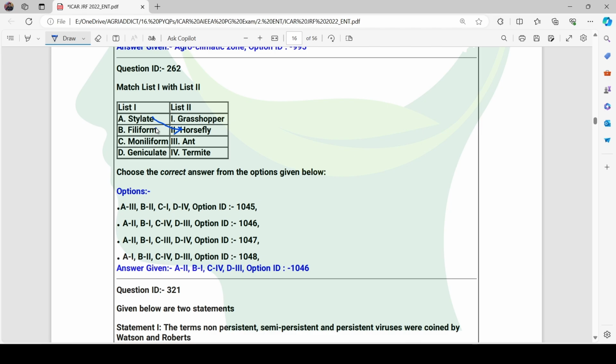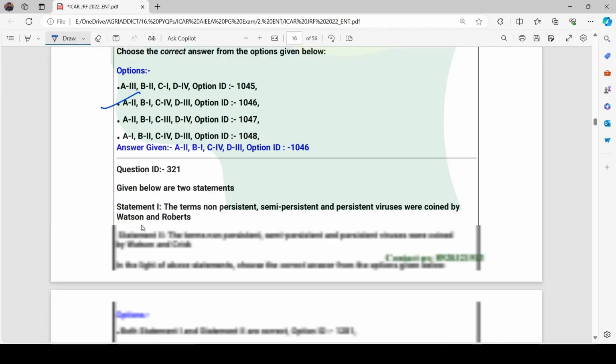Then filiform. Filiform antenna is most commonly seen in grasshopper. Then moniliform or beaded type of antenna is commonly seen in termites. And geniculate or elbow-shaped antenna is common in honeybees, ants, and here ant is there. So A2, B1, C4 and D3 is the correct answer.